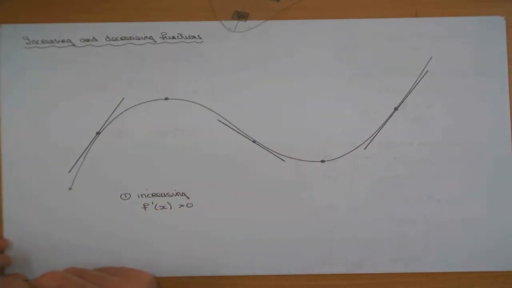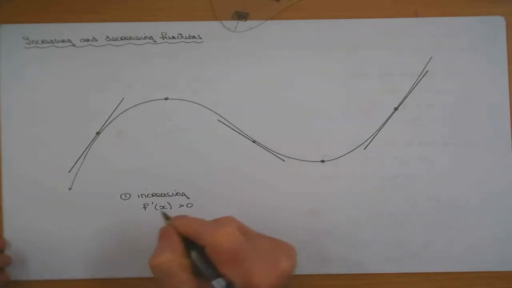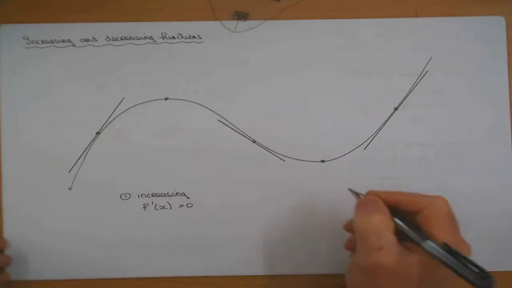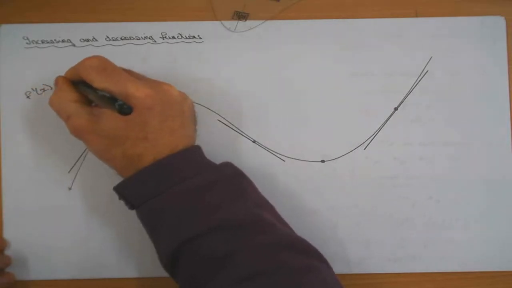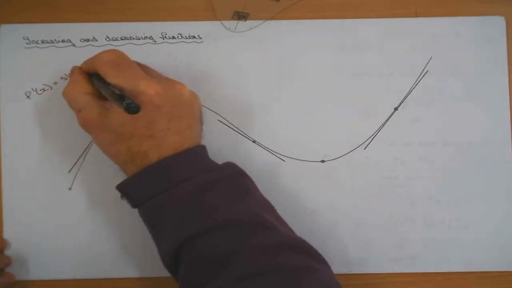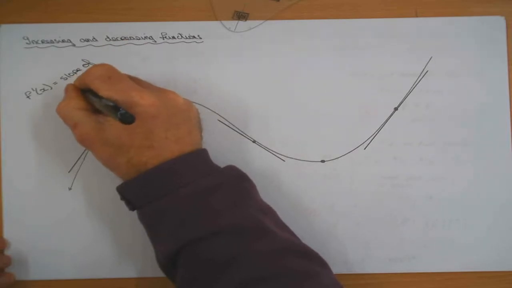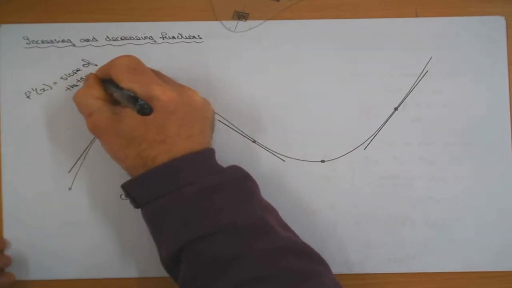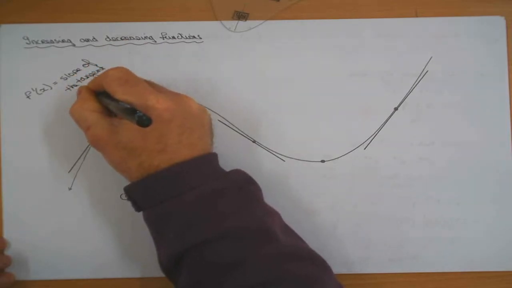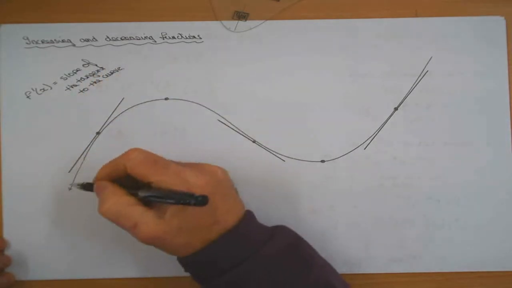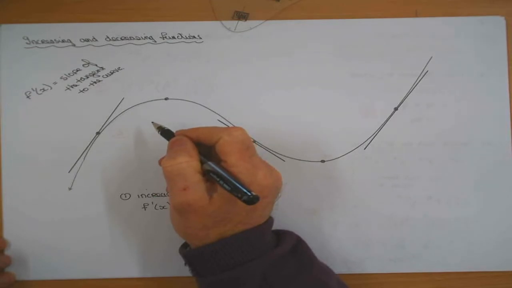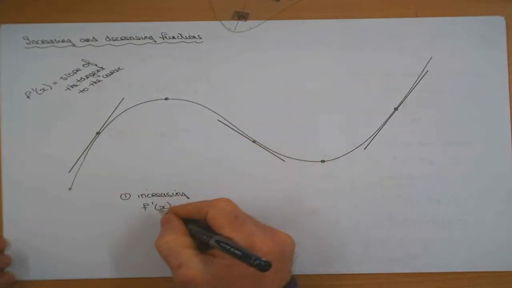Yes? What do I mean by f dash x? I mean the slope of the tangent to the curve. Because we know that f dash x is the slope of the tangent to the curve. So if I asked you to prove it was increasing, you'd work out f dash x and show that it turned out to be what? Positive.